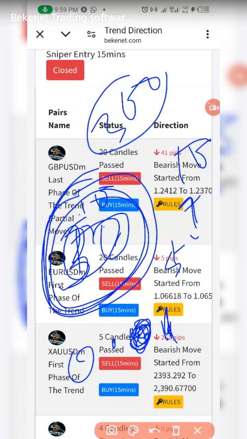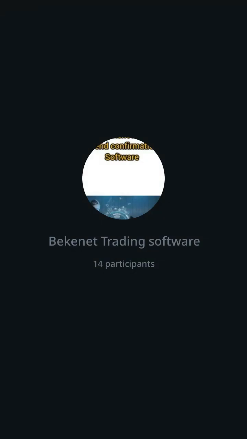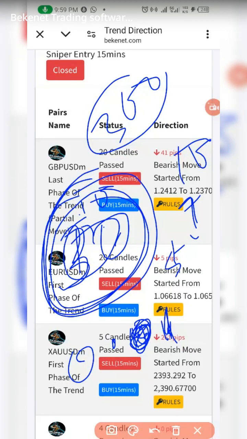What about the other instruments? Their lot sizes are not the same. Yes, their pips are not the same. That is why you need to. This app is basically designed for forex. We just added a little portion of the risk because of currency pairs. Yes, currency pairs, because of the popular demand.